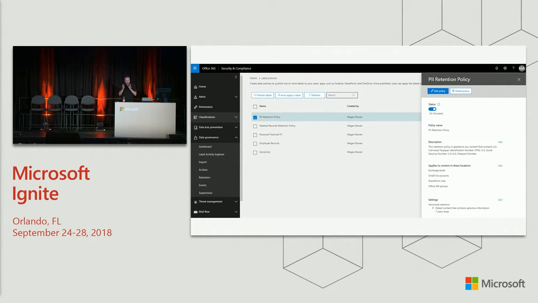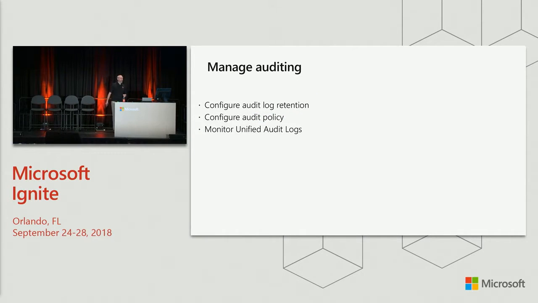So in this case here, we've got a policy called PII retention policy. It's enabled, and we're applying it to certain workload areas, such as Exchange email, OneDrive, SharePoint, and Office 365 groups. And we're defining how we're retaining that information. So we've set up a 7-year retention for that kind of data here in this case. So this is an example of one retention policy.